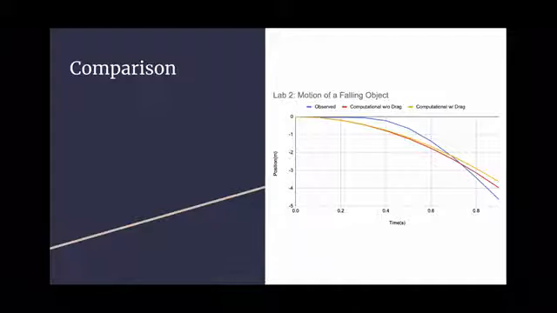After that, I created a comparison between the computational without drag and the computational with drag. The observed is just a video from Tracker of me dropping the paper ball. And as you can see, because of the human error in that, it is significantly different from the computational with drag and the computational without drag.